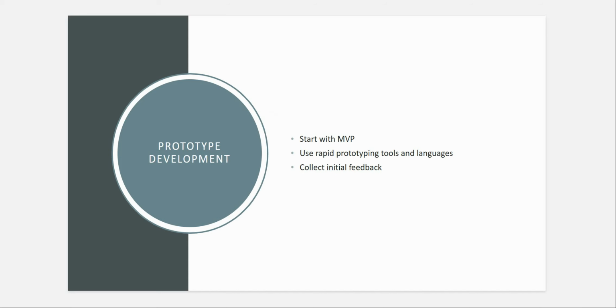Then the second thing is prototype development. You can start with the bare minimum product, a minimal viable product, MVP, which focuses on core functionalities. You can go with rapid prototyping tools and languages for quick iterations, and make sure to collect feedback and iterate on the design whenever the feedback requires you to change something.